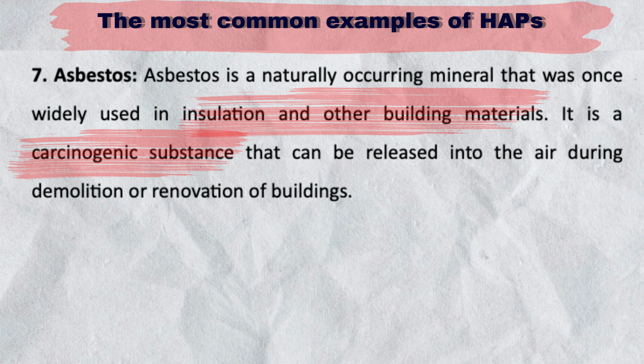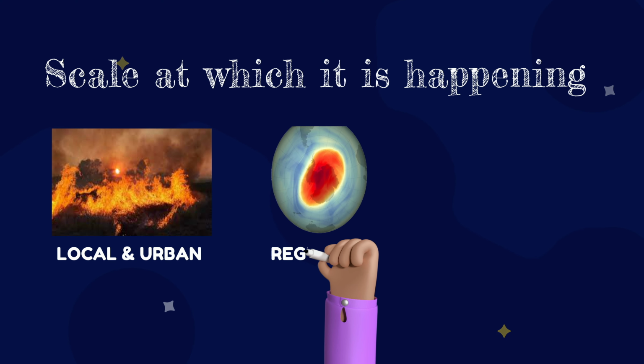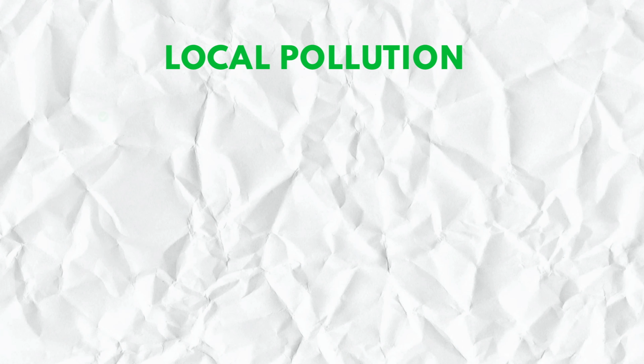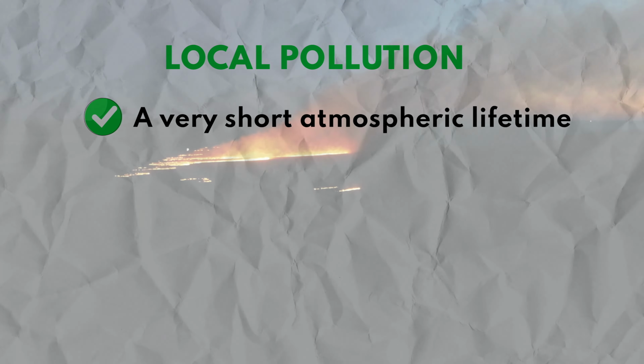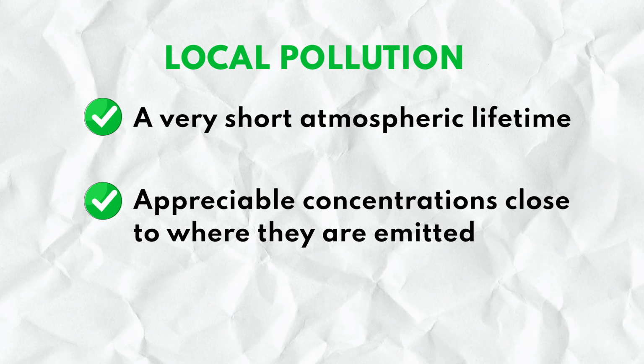Depending on the scale at which air pollution is happening, it can also be divided into local, urban, regional, and global air pollution. Local pollution. Some pollutants, by virtue of their source or of having a very short atmospheric lifetime, are only encountered in appreciable concentration close to where they are emitted.